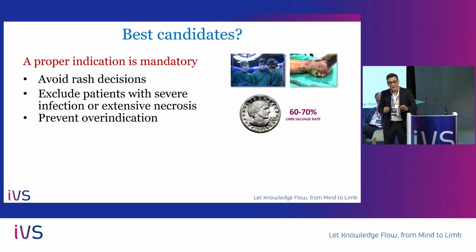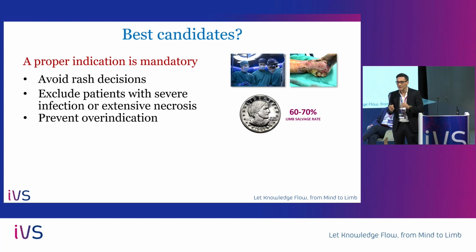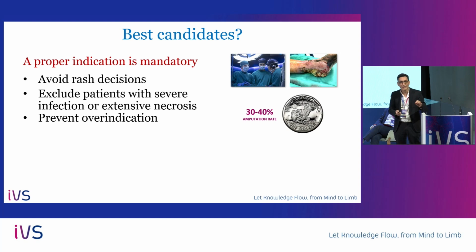But the most important thing when we are considering a DVA is to choose an appropriate candidate. We're not talking about a surgery that should be performed immediately in the OR. Just take your time to assess the patient properly. Try to rule out any huge infection or huge necrotic tissue, and always try to avoid over-indication. This is super cool. Everybody wants to be the first one in the country to perform a percutaneous DVA, but keep in mind that if you fail, you have a 30 to 40% amputation rate.